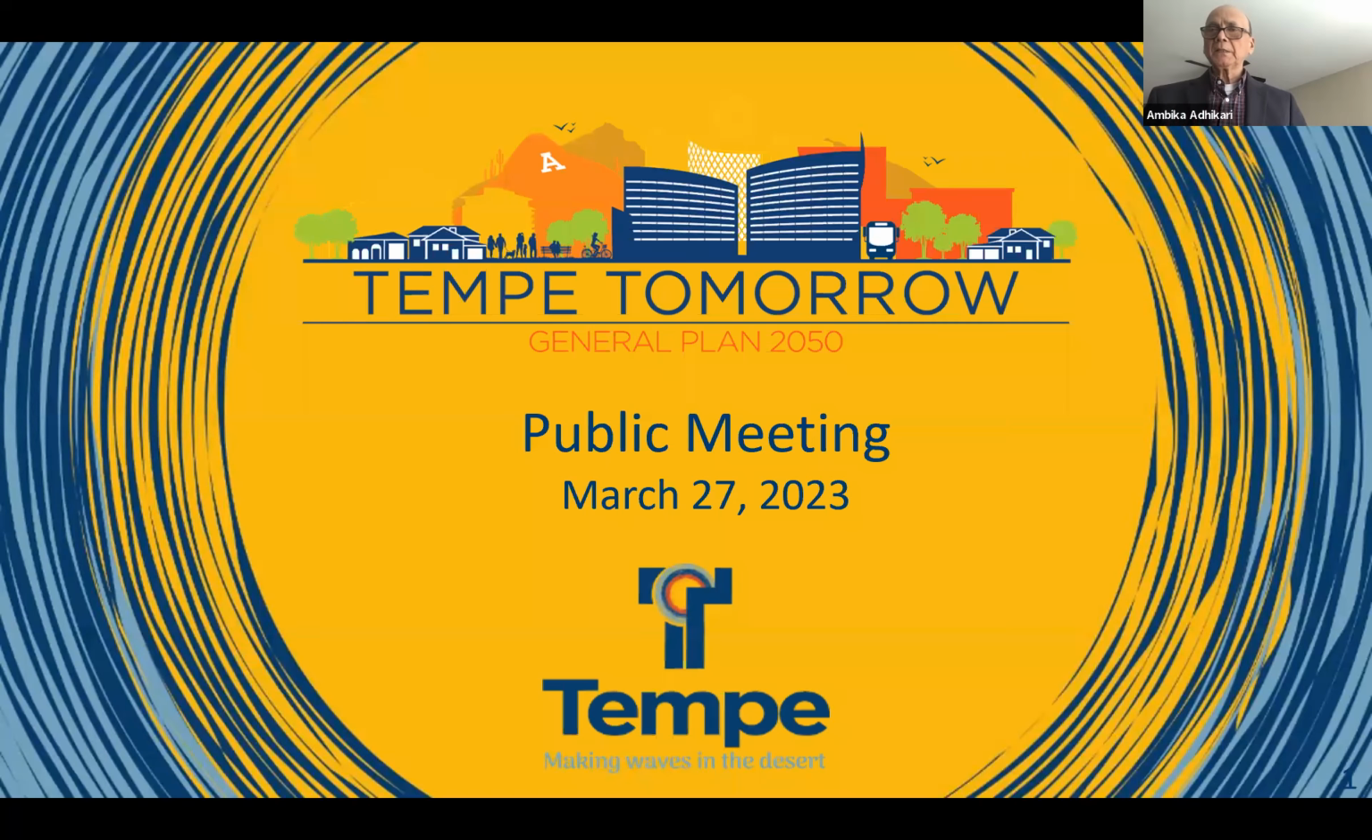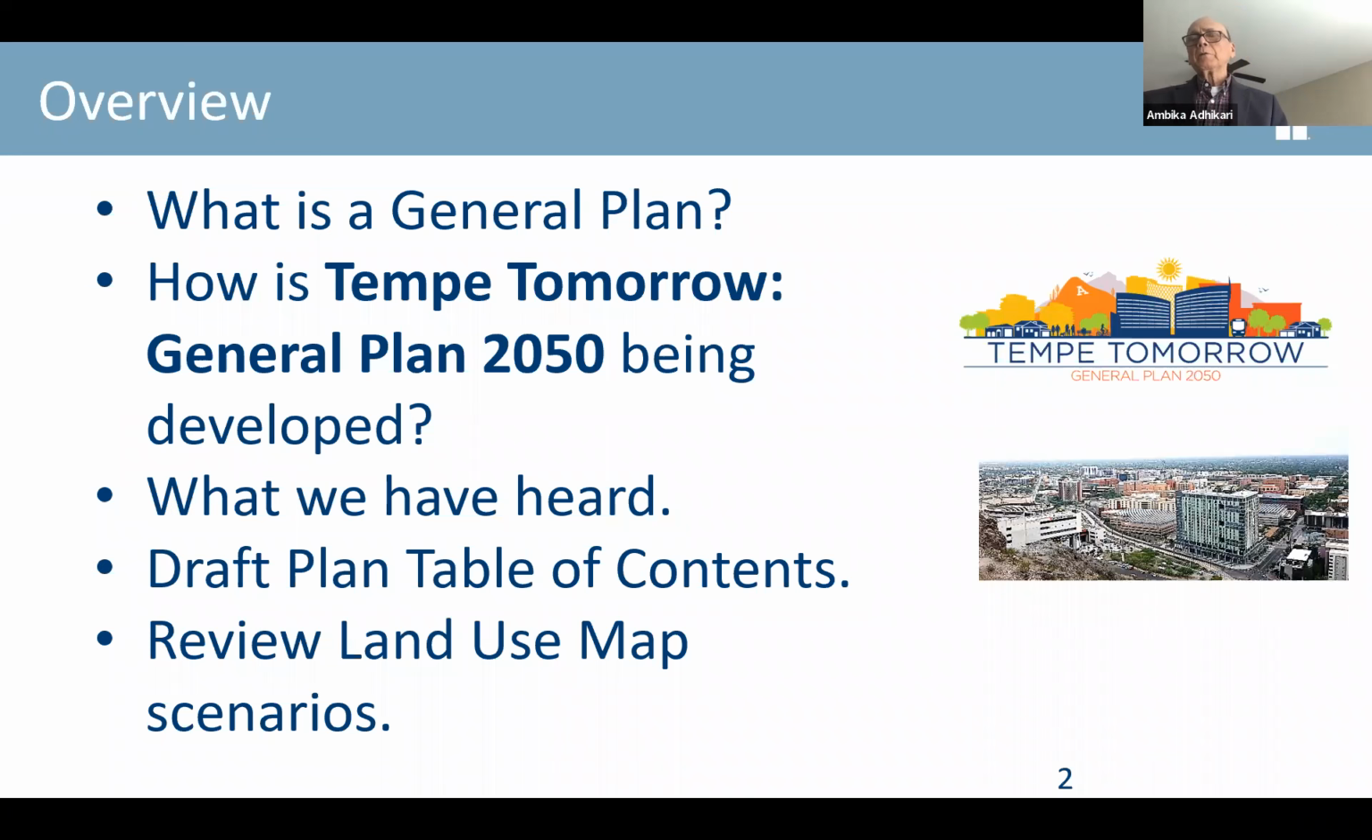If we can go to the next slide, Jacob. We'll very briefly once again touch upon what a general plan is. We've been talking about it a lot, so we'll really shorten that part. And we'll talk a little bit about how this particular plan is being developed. We'll give you some of the timelines and the process. And then we'll also review what we've heard from you and many people, like thousands of people so far. We'll show you the draft that's coming along, just the table of contents, so that you can see that it's also being prepared. And then the main agenda today is to look at the land use map and the scenarios.